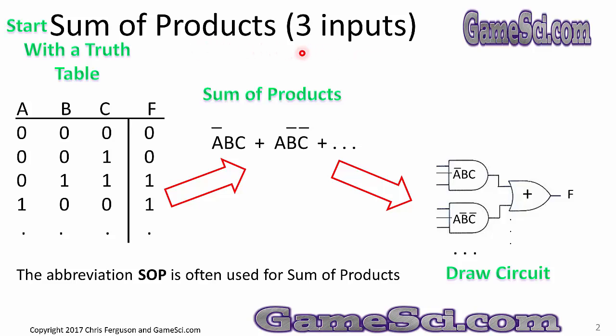Sum of products with 3 inputs on the truth table. Once again, we'll start with a truth table with 3 inputs, A, B, and C. Given these 3 inputs, I want to output F as the result of those inputs. Take the sum of products truth table, focusing on the lines that end with 1, and I produce a sum of products Boolean algebra expression. That Boolean algebra expression could represent a circuit that implements this truth table.